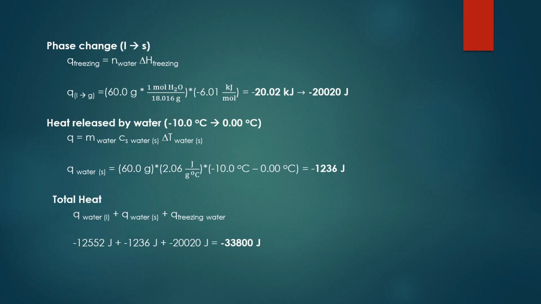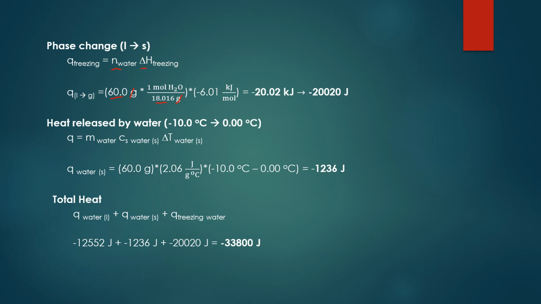The second step is the phase changing step, where we go from a liquid to a solid. So for this phase changing step, since there is no temperature change, we're using Q is equal to n delta H. To figure out n being the number of moles of water, we need to take the mass given to us of water, which was 60 grams, and divide it by the molecular weight of water. This allows the grams to cancel, so now we will have moles of water, which is what n represents.